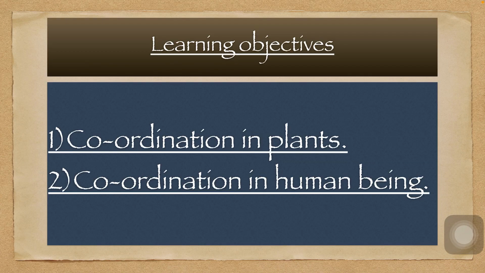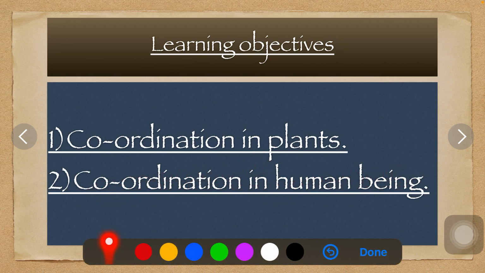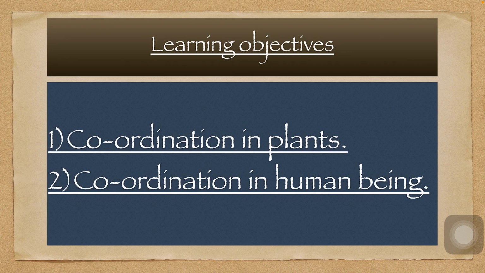Students, let's have a look at what you're going to learn in this virtual session of this chapter. So students, the learning objectives will be coordination in plants and coordination in human beings. So students, let's start.